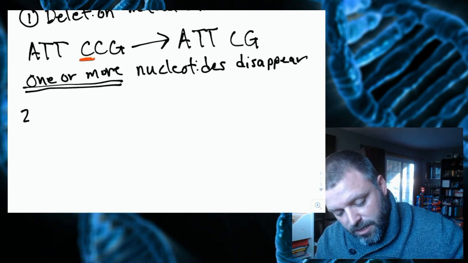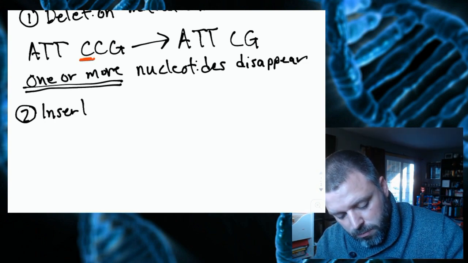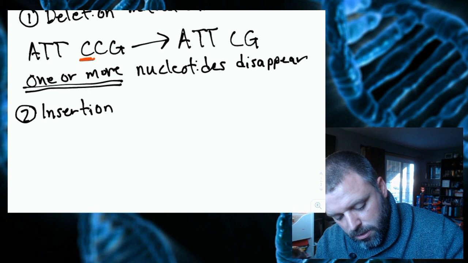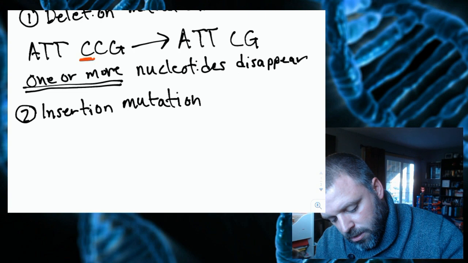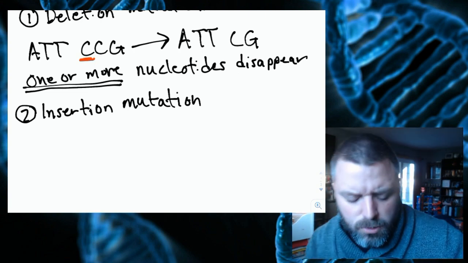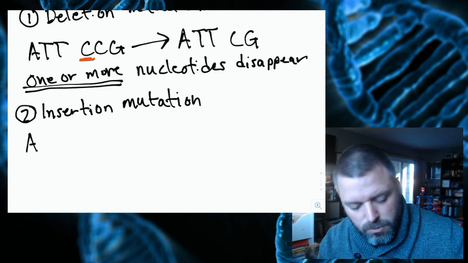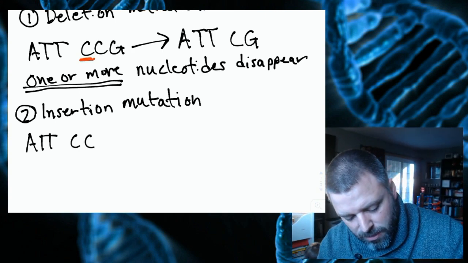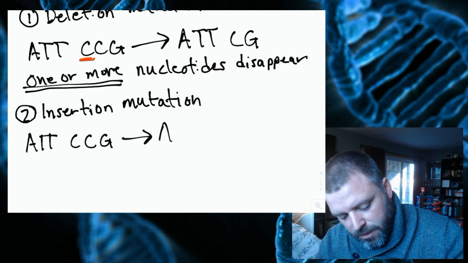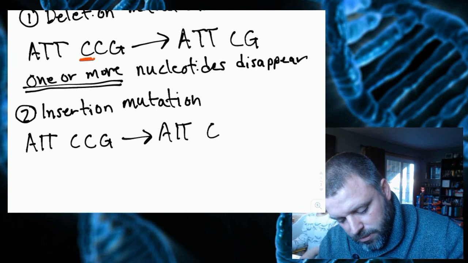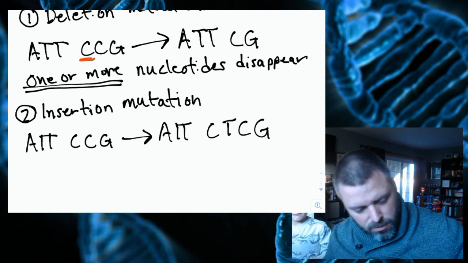All right, the second mutation that we're going to be talking about is just called an insertion mutation. Some people call it an addition mutation, but I'm going to refer to it as an insertion mutation. It's the exact opposite of a deletion mutation. So let's say I started off once again with ATTCCG, and then as it copied, my strand became ATTCTCG. So here I have an extra base.